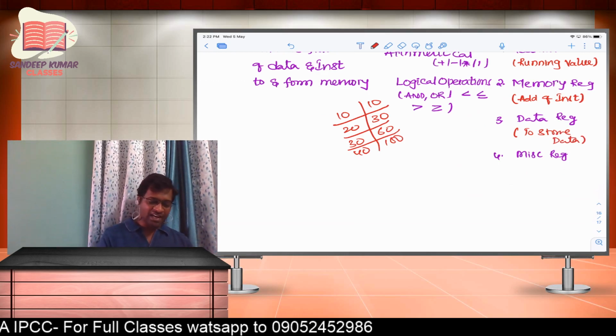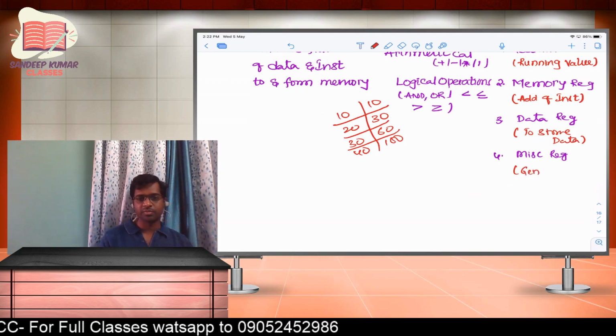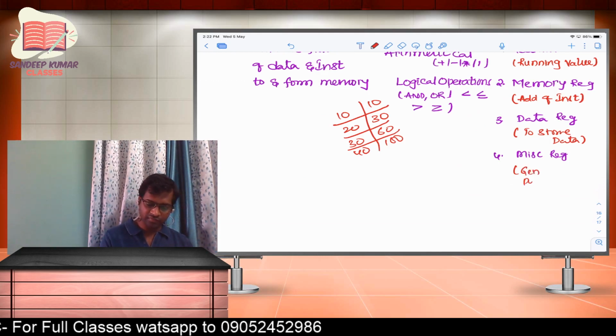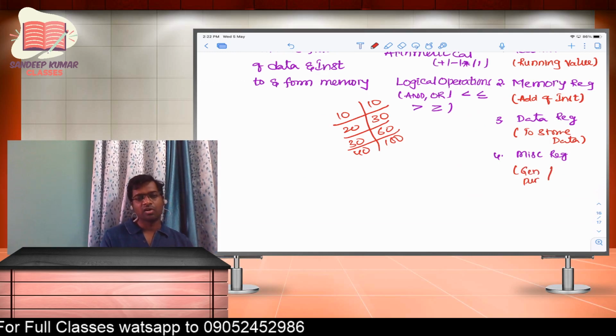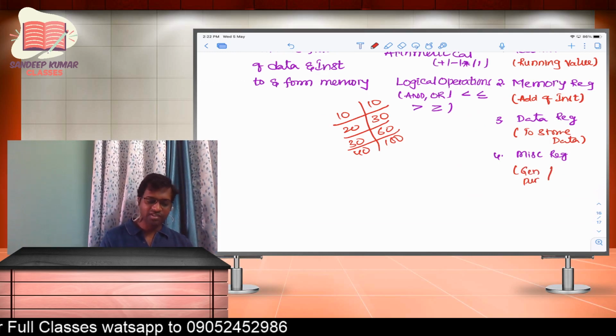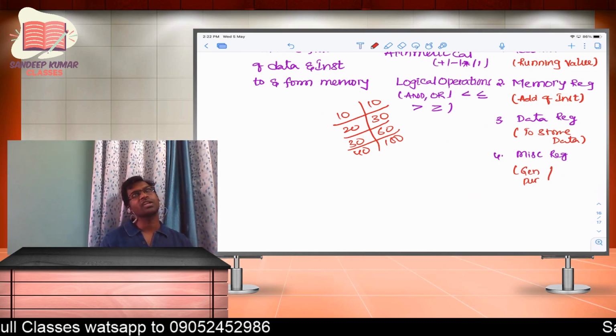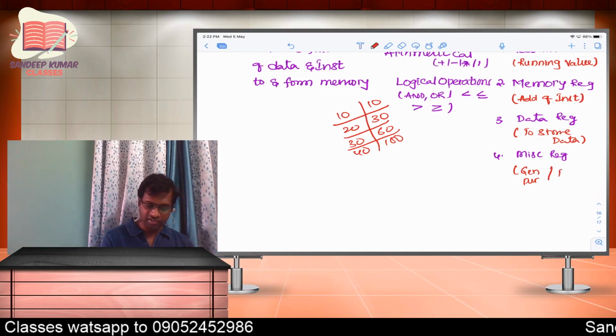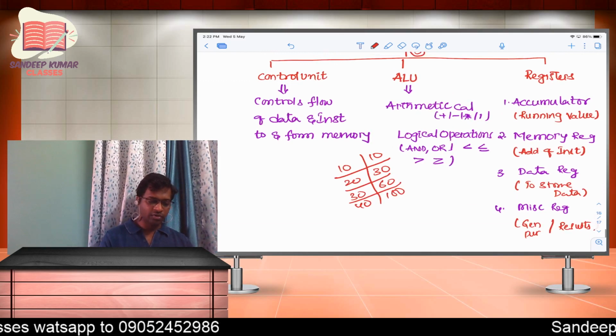Okay. And the last one, we have miscellaneous registers. Miscellaneous registers are required for general purpose, and we also require them for storing the results. So these are the four types of registers.